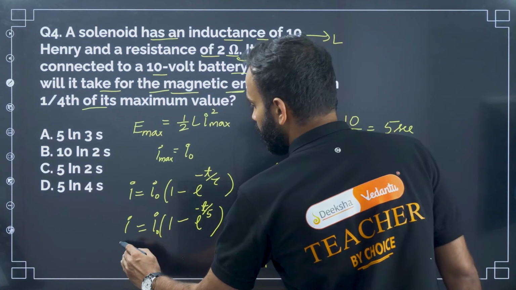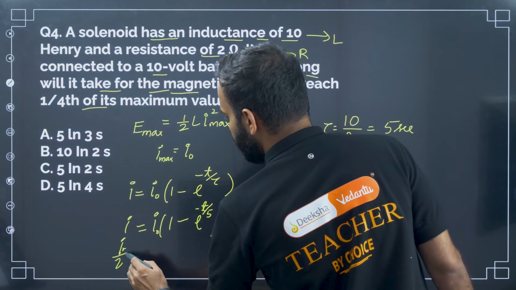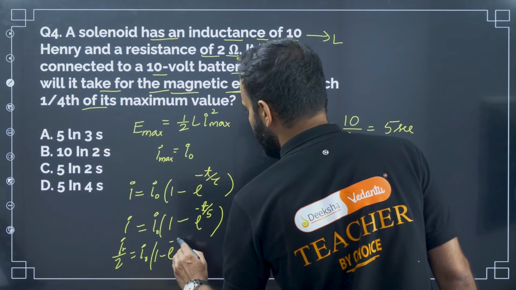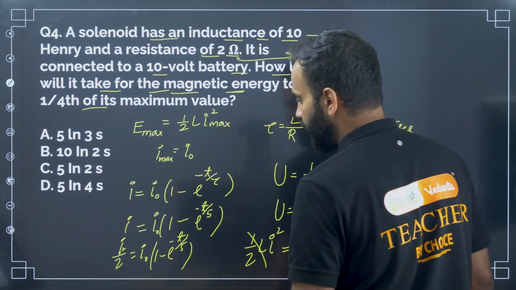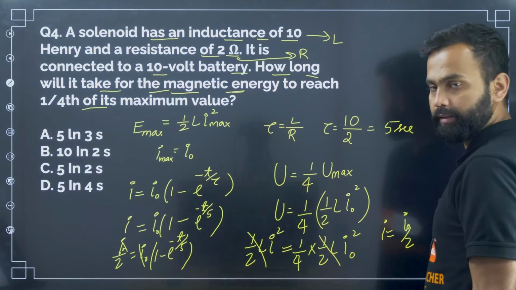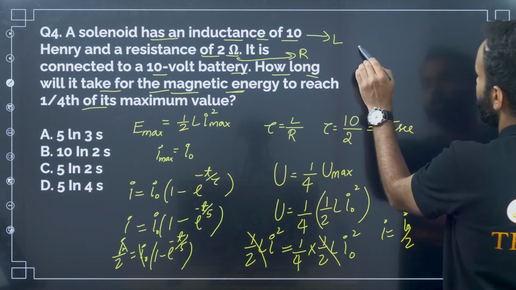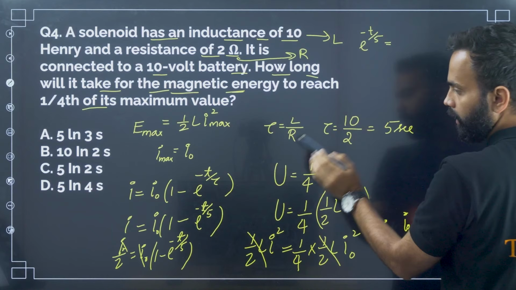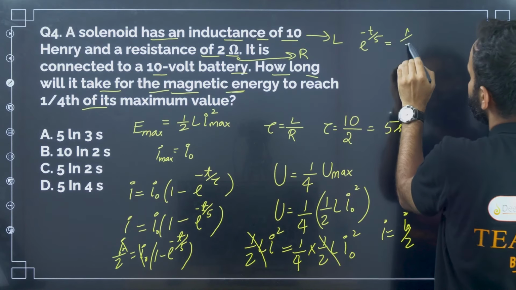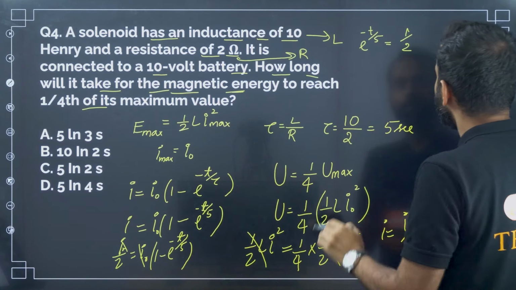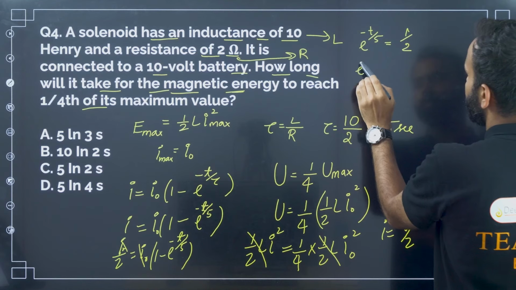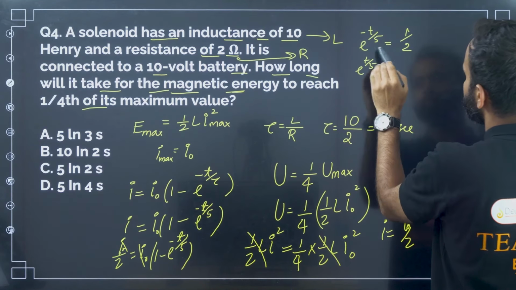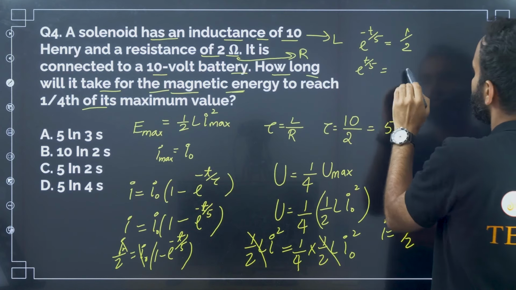So here the current in the coil is I naught by 2, which is equal to I naught into 1 minus e to the power minus t divided by 5. Now I naught will get cancelled. So e to the power minus t by 5 is equal to 1 minus 1 by 2, that is 1 by 2. Or you can write it as e to the power t by 5 is equal to 2.